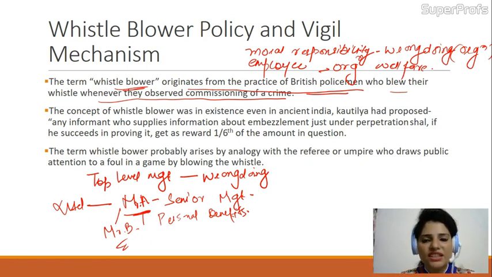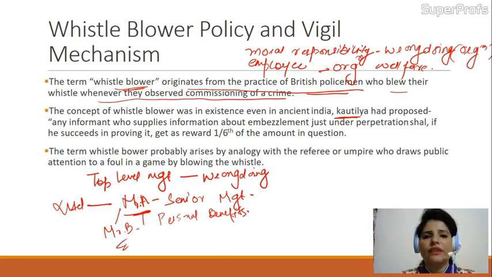But if I talk about its existence, it goes back to the ancient Kautilya dynasty, when the king proposed that if there was any informant, and that informant succeeded in proving that the information he provided to the king or his courtmen was right, then he would be awarded 1/6 of the total money in question. So this whole concept is nothing but whistleblowing, the present whistleblower policy that we have right now. So whistleblowing has its roots deep in ancient Indian civilization, but it lost its relevance after a period of time.